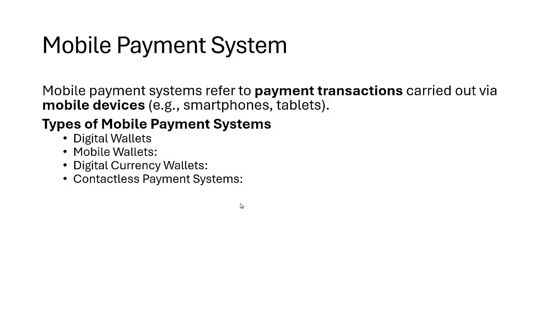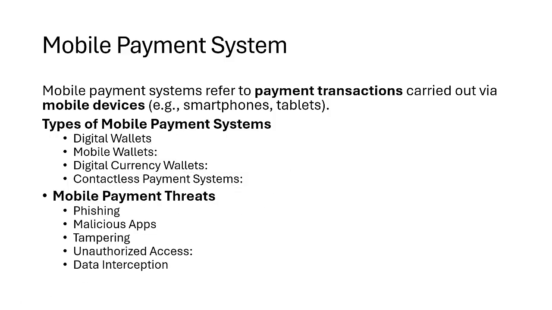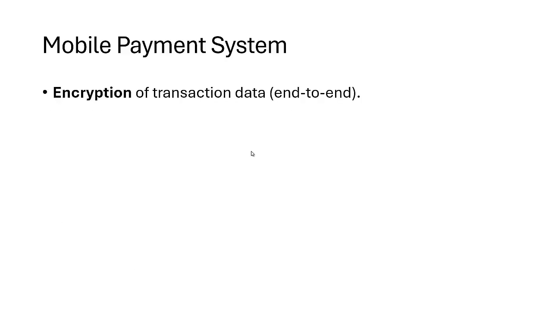So these are basically what they are called, but as I said, it comes with a lot of threats, like phishing: click on the link, reset the password; malicious apps which can fetch your details; trying to tamper with the app; unauthorized access to your payment wallets; and they try to intercept the data. So we have some controls. The first is called encryption.